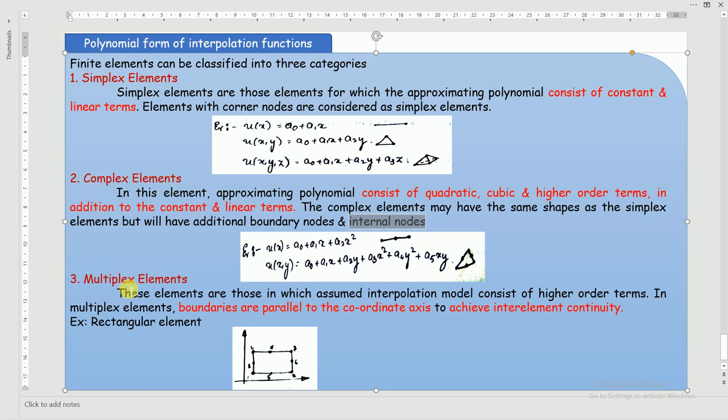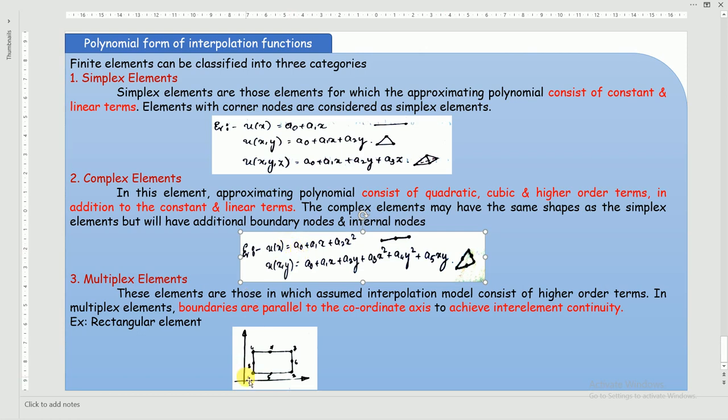And lastly, what are multiplex elements? These elements assume an interpolation model consisting of higher order terms. So here also it consists of higher order terms like complex elements. But the only difference is the boundaries, as shown here. For a simple rectangle element, the boundaries are parallel to the given coordinate axis. Such elements are mainly used to achieve connectivity between the elements, one element and the second element. If one more rectangle element is there, so connectivity. If connectivity is there, you can easily find the displacement variation over the overall structure.